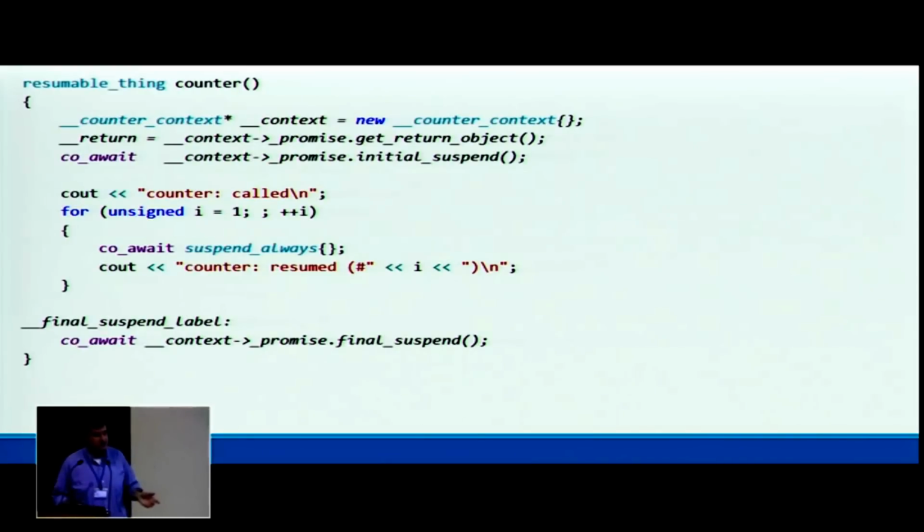Where does the coroutine get destroyed? And where does that get deleted? And the answer is the first of either when you reach this final suspend label, so here after the final suspend completes, there will be an implicit delete statement there, or when that coroutine handle destroy function is called to destroy the coroutine.